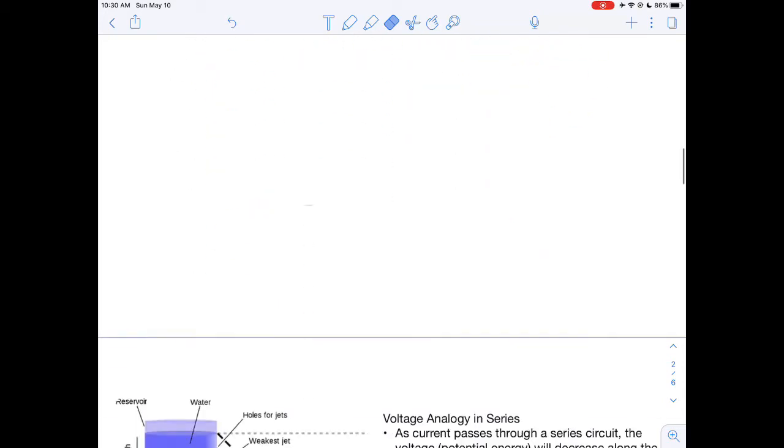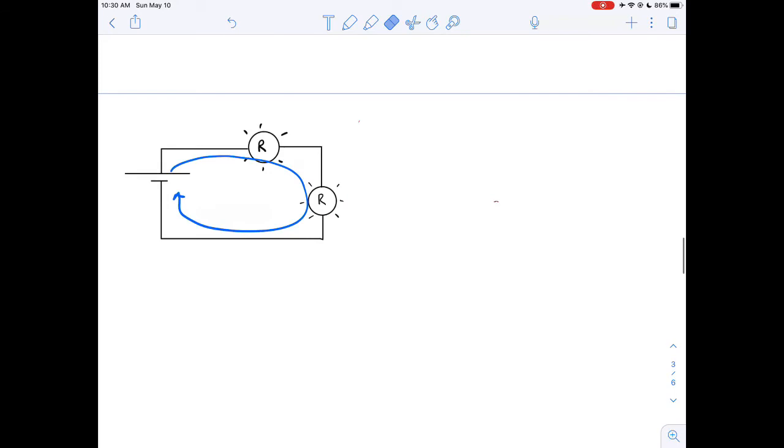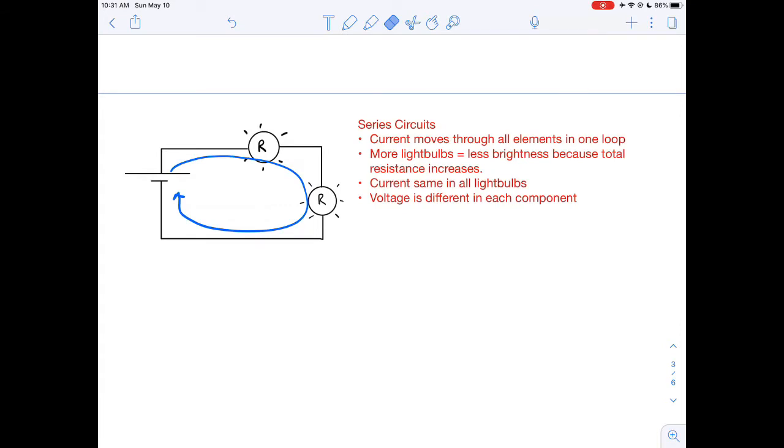So to summarize here, in a series circuit where there's only one loop, the current moves through all the elements. And the more light bulbs you have, the less bright the light bulbs will be because the resistance will increase as you add more resistors. The current is the same for all the light bulbs because it has only one loop, and then the voltage is different in each component.